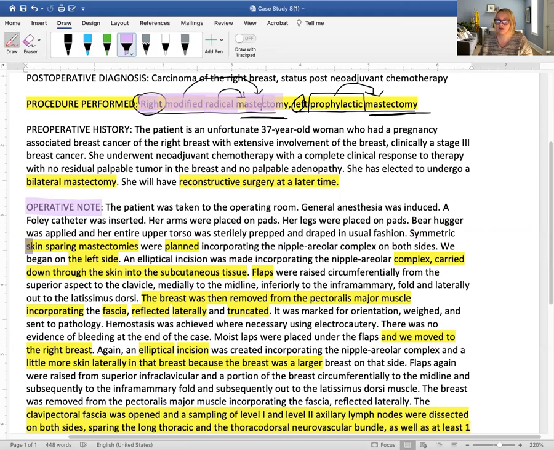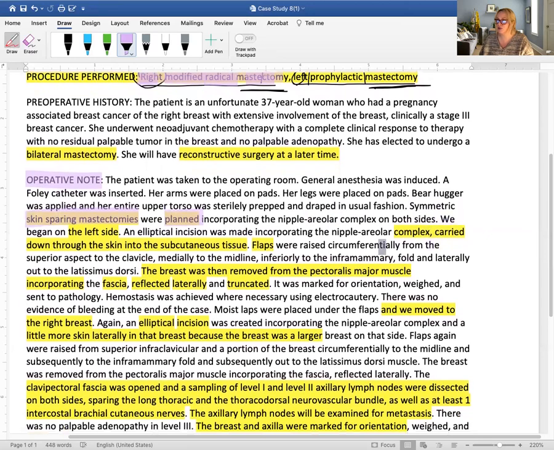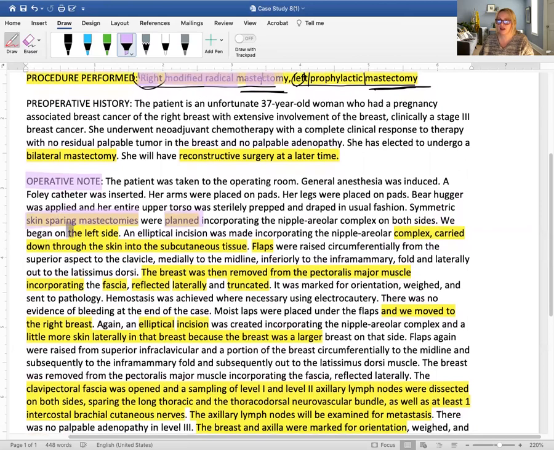Symmetric skin-sparing mastectomies. Now that I do care about. Were planned. That means it hasn't happened yet. Incorporating the nipple areolar complex on both sides. So that's what they came in for. They began on the left side.